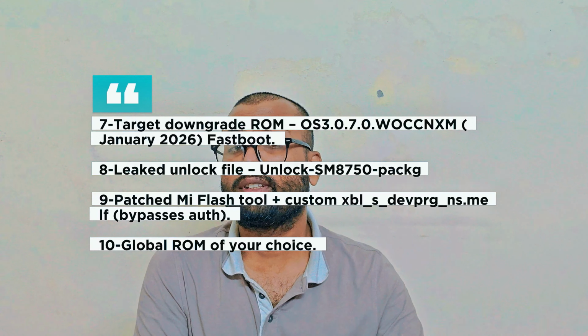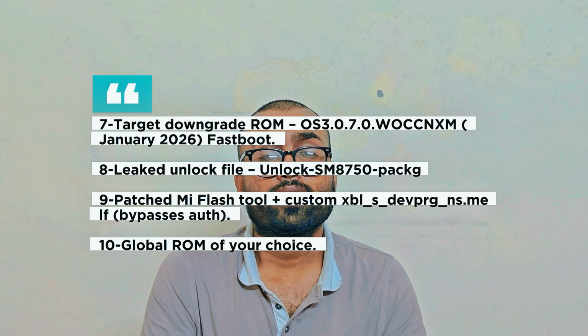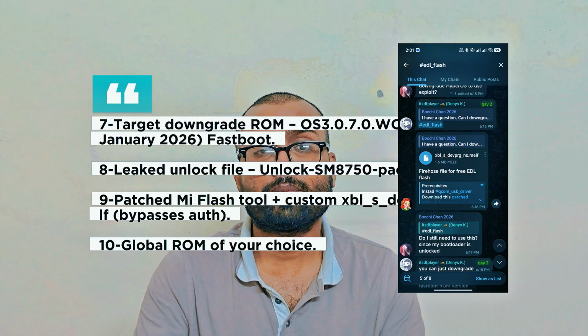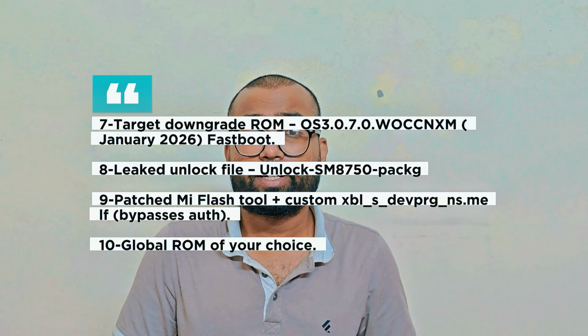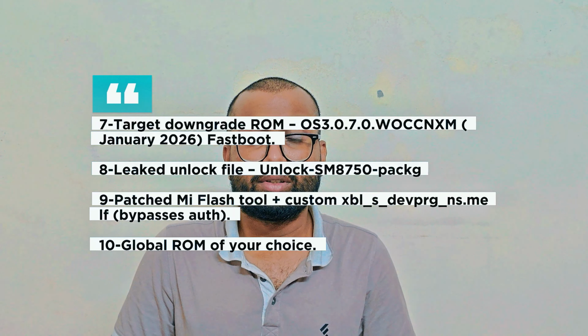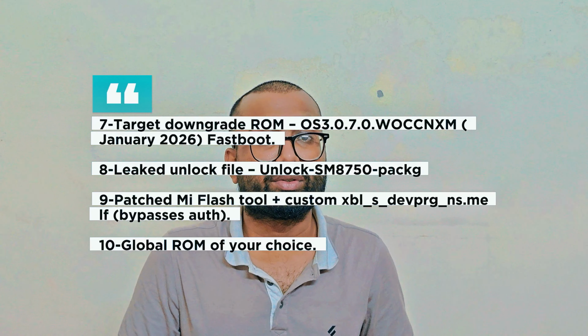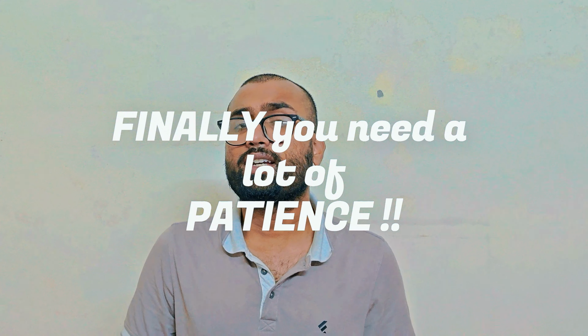Then, you have to download the leaked unlock file available everywhere on the internet and Telegram, especially for your device. You can visit or log in to my Telegram group, and I will give you the resources. Now, you have to download a custom patched MiFlash tool, also a patched EDL auth bypass tool, and finally, you need a lot of patience. If everything discussed previously is already available to you, then you should go with my next procedure.